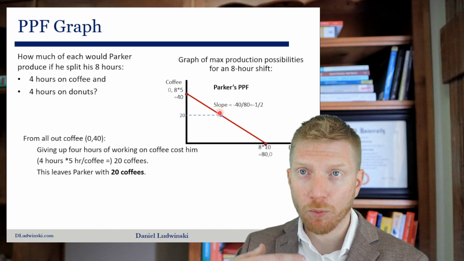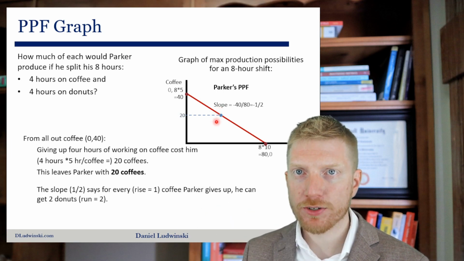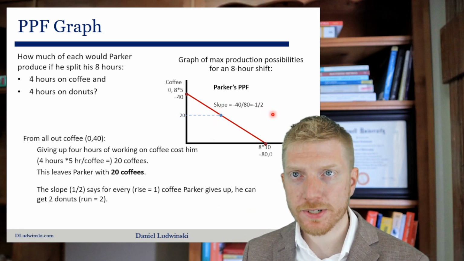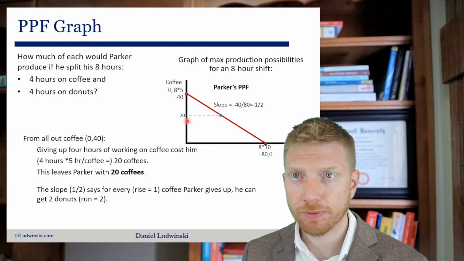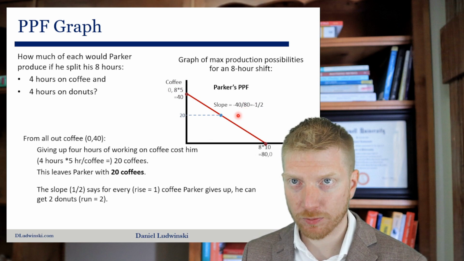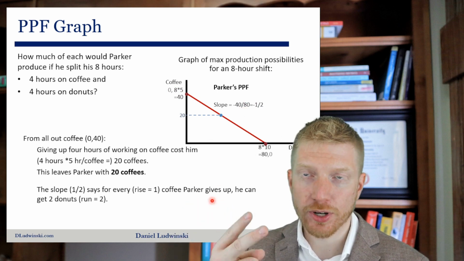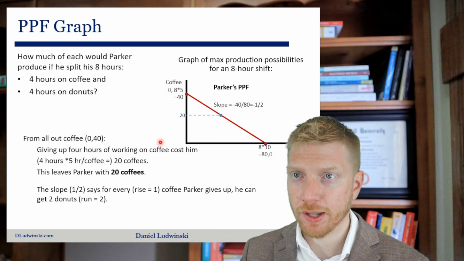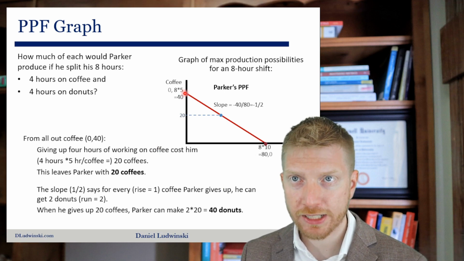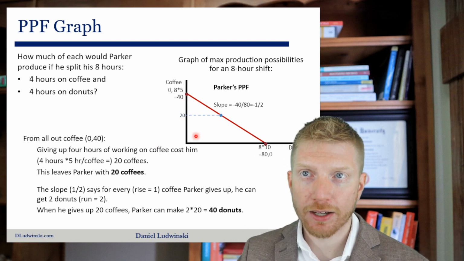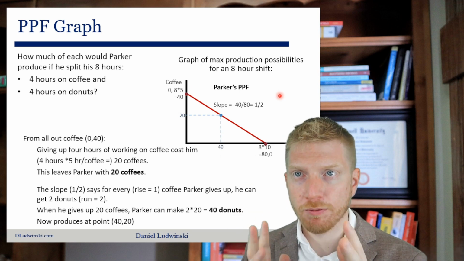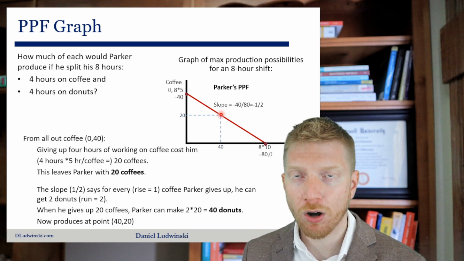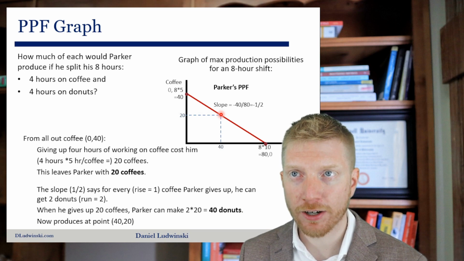Right? What we're gaining with that 4 hours, the slope tells us that for everything we're giving up, the rise is 1, here we are getting 2 donuts. Right? So in giving up 20 cups of coffee, we're going to be able to make 40 donuts. And now we're producing at this point of 40-20, this point on the production possibilities frontier.